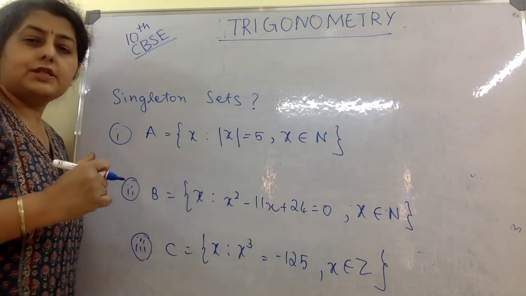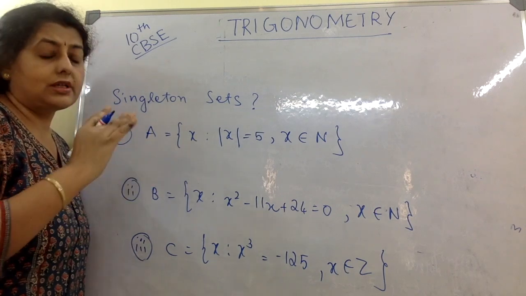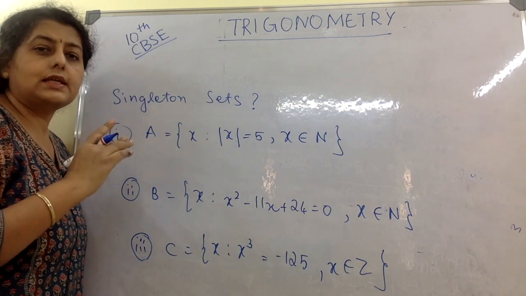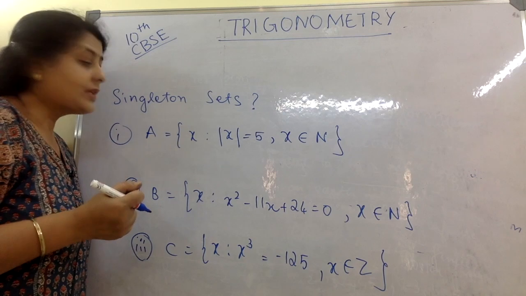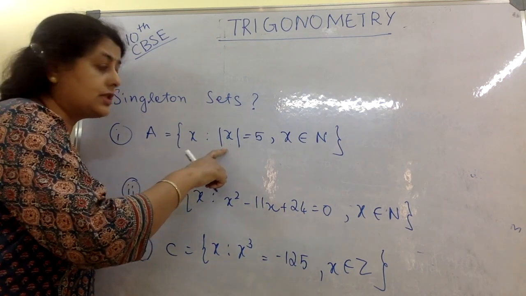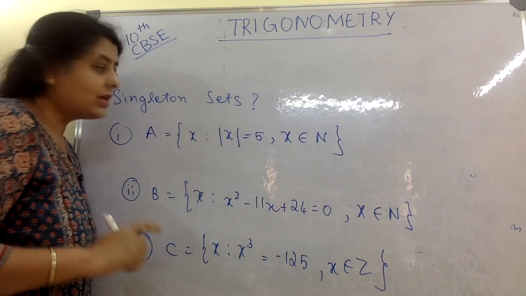Very, very important questions. We have to see whether these are singleton sets or not. That means they should have only one element. I have told in my last video what a singleton set is. If it has only one element, it is a singleton set. So here, this is modulus. You know this is modulus, or it is called absolute value. You must have done it in your class earlier.